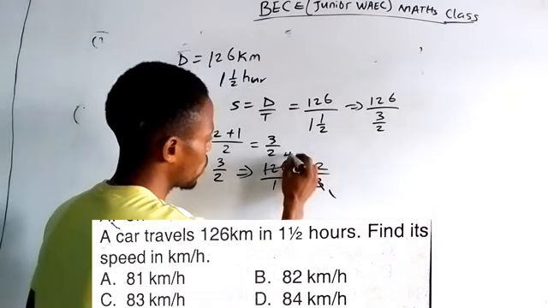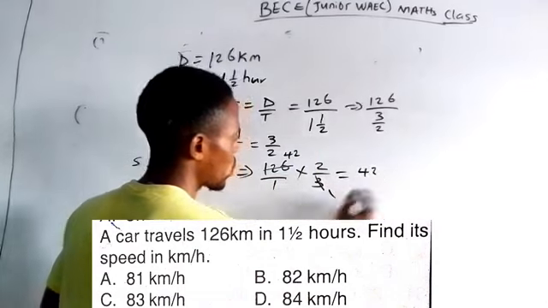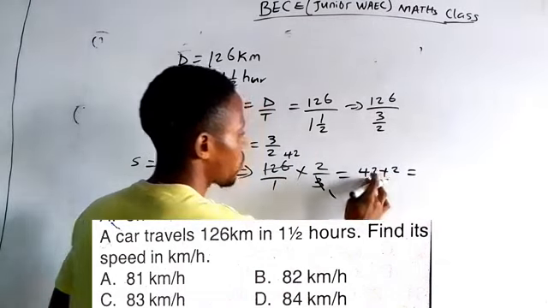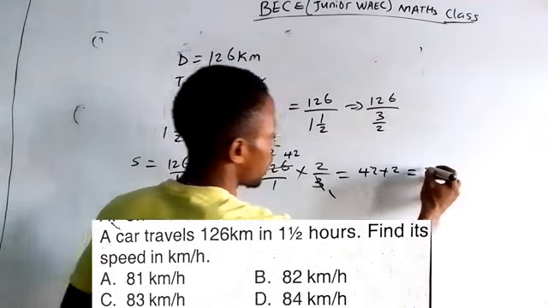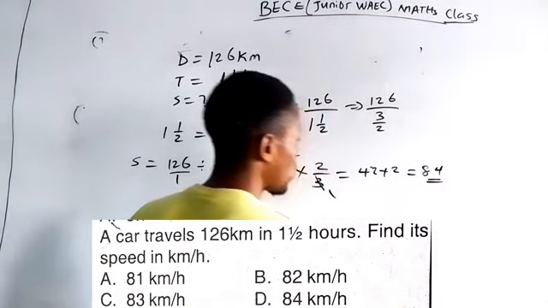126 we have, that is 42. So now we are left with 42 times 4 times 2. 42 times 2, we have what? That is 2 times this, that is 84. So the answer is supposed to be 84.